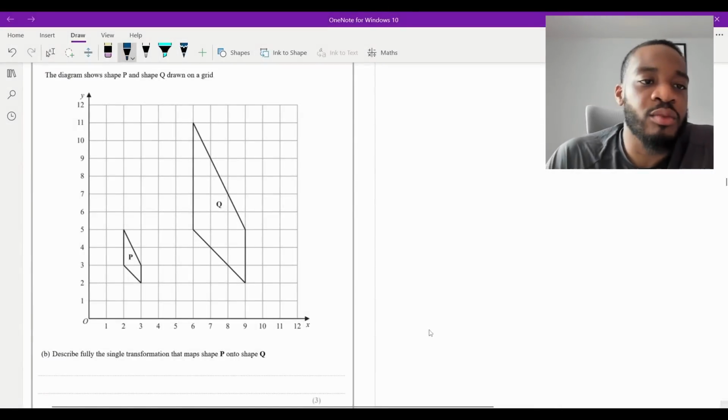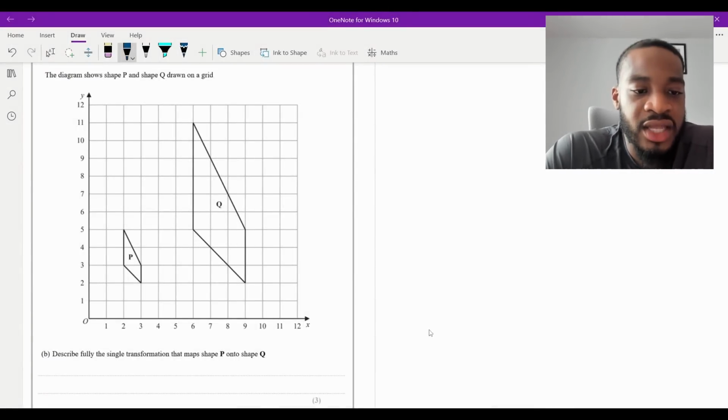Okay, so part B says the diagram shows shape P and shape Q drawn in a grid. Part B says describe fully the single transformation that maps shape P onto shape Q, and it's 3 marks.